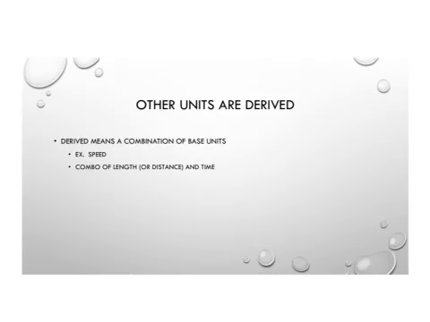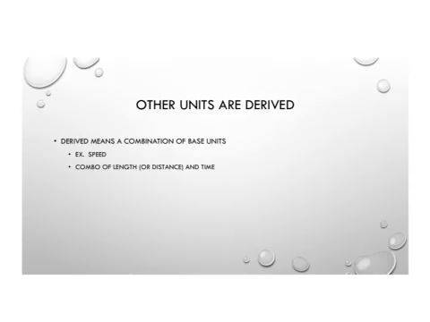So mass, time, and length are all of the base units, and all other units are going to be derived. Derived means that it is a combination of the base units. And the easiest example that you're probably familiar with is speed. And speed is a combination of length or distance and time.